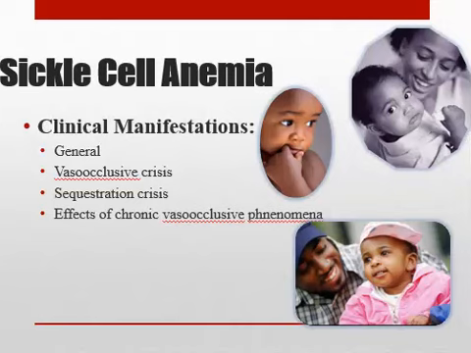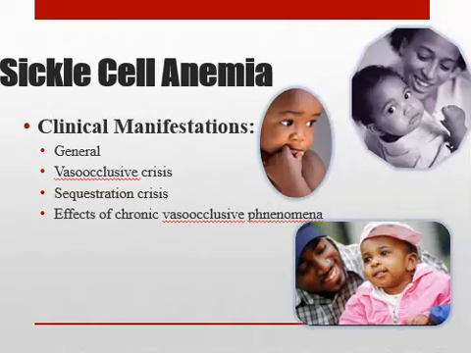The sequestration crisis is a pooling of large amounts of blood that occurs in the liver and the spleen, and that causes them to enlarge. This can actually cause circulatory collapse because there will be a decrease in blood volume and then shock occurs. Okay.